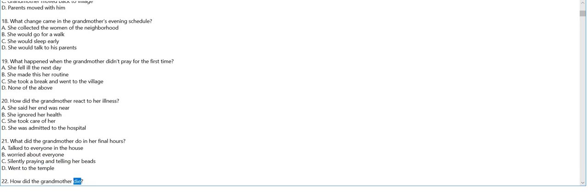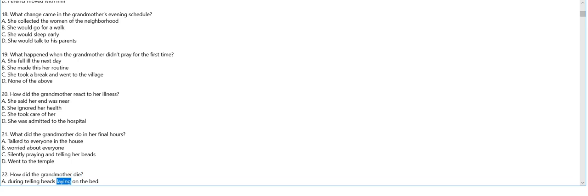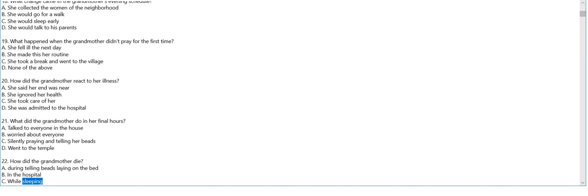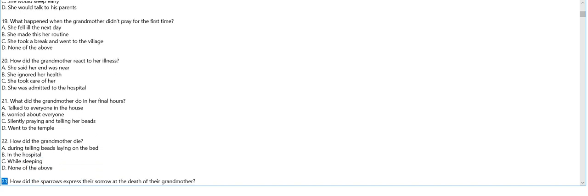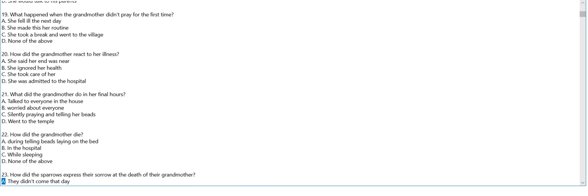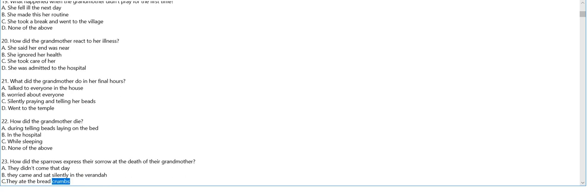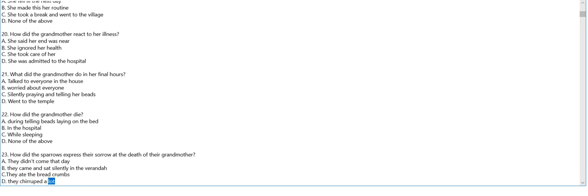22. How did the grandmother die? A. During telling beads laying on the bed. B. In the hospital. C. While sleeping. D. None of the above. 23. How did the sparrows express their sorrow at the death of their grandmother? A. They didn't come that day. B. They came and sat silently in the veranda. C. They ate the breadcrumbs. D. They chirruped a lot.